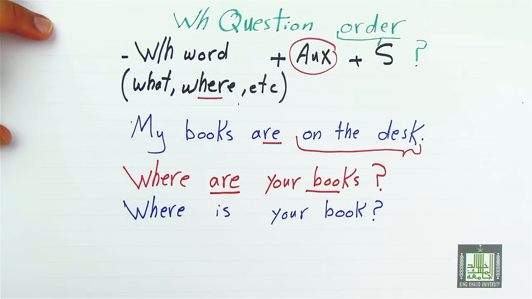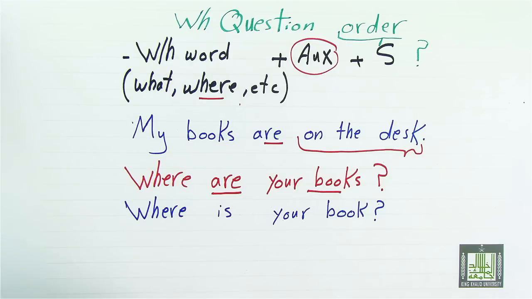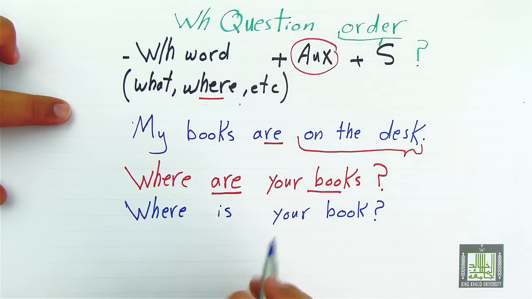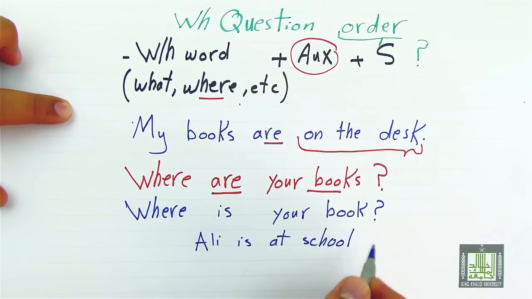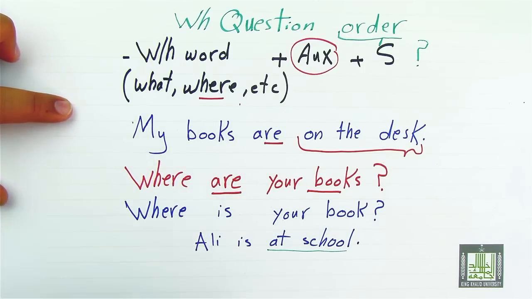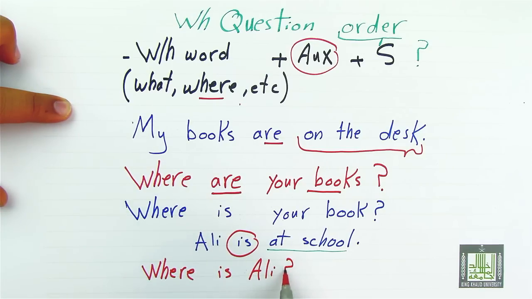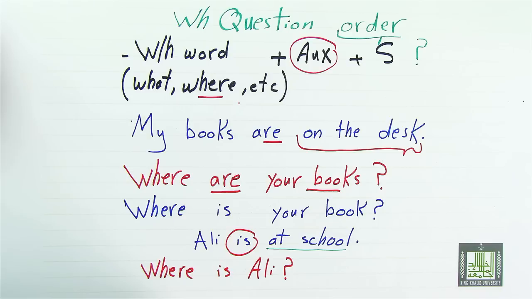Is that clear? Now, if we want to give another example, we can give a sentence and then form a question for that. Let's say Ali is at school. This is a sentence. And I want to ask about at school. What do we say? As usual, we start with the WH word, which asks about location. So we say where, auxiliary is, and the subject is Ali, and the question mark. That's all about question making using the WH word where to ask about location.